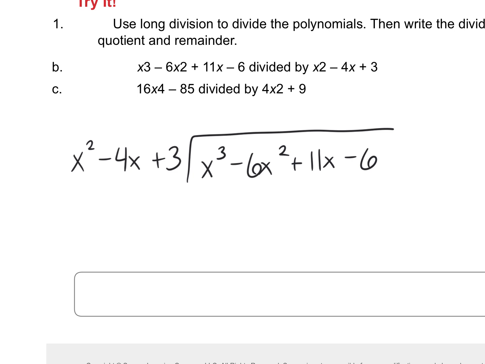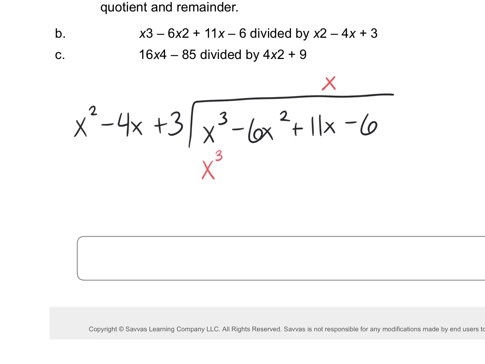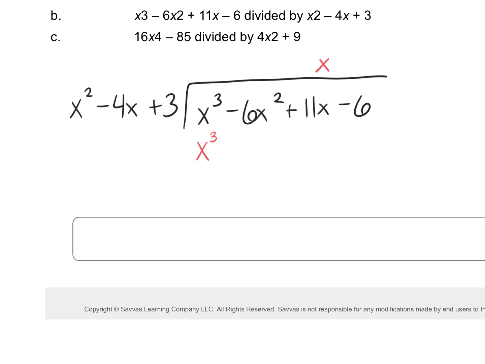First thing we need to do is see how we turn x squared into x cubed. What is it missing? An x. So I'm going to multiply by x. So I take x times x squared is x to the third, and then x times negative 4x.